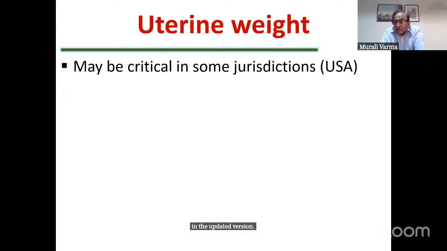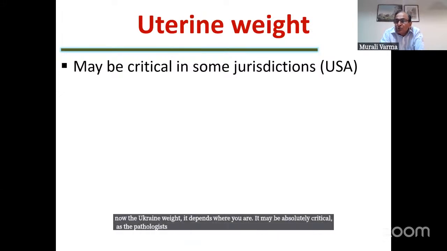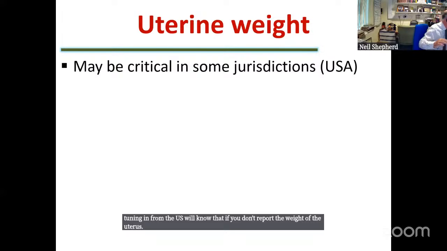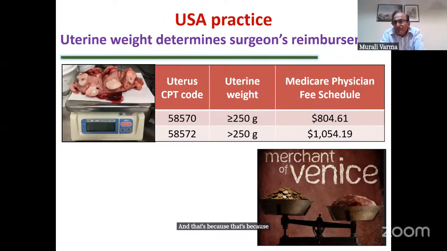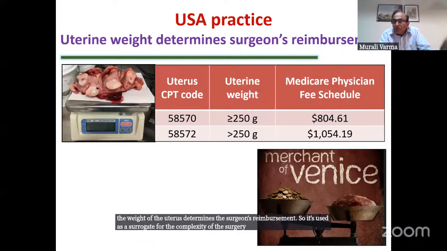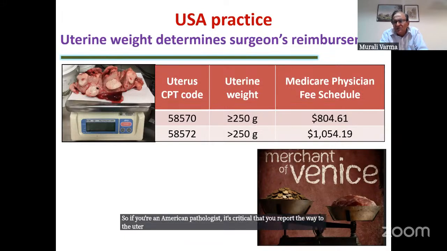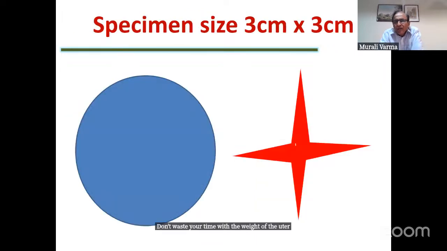Now, the uterine weight, it depends where you are. It may be absolutely critical, as the pathologists tuning in from the US will know: if you don't report the weight of the uterus, you will get a call from the surgeon. That's because the weight of the uterus determines the surgeon's reimbursement. They have got the CPT code, so it's used as a surrogate for the complexity of the surgery. So if you're an American pathologist, it's critical that you report the weight of the uterus. But if you're a British pathologist, don't waste your time with the weight of the uterus. It has no relevance. Same way, the size of the specimen. Don't forget, both of these specimens would be exactly 3 by 3 centimeters. It doesn't tell you much. So be aware of that.